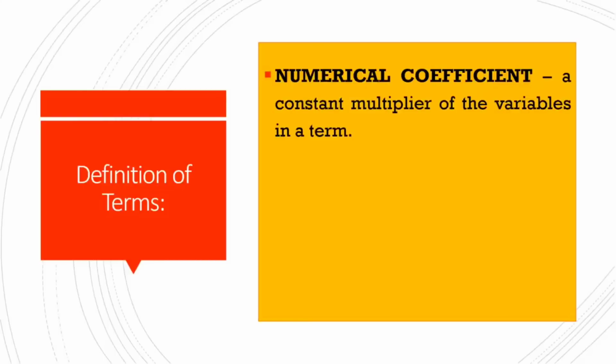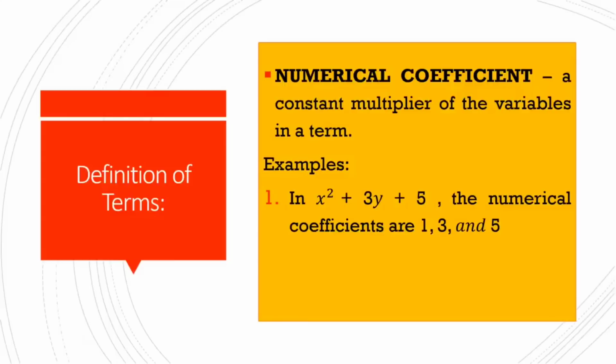Next, we have the term numerical coefficient. It is a constant multiplier of the variables in a term. So in this example, our numerical coefficient can be identified per term. So for the first term, our numerical coefficient is 1. How did we get 1? Since we don't have any number there, it means that that is 1 times x squared. Okay, its numerical multiplier is 1, so that is its numerical coefficient. For the second term, our multiplier or numerical coefficient is 3. And then for the last term, we have the numerical coefficient 5.